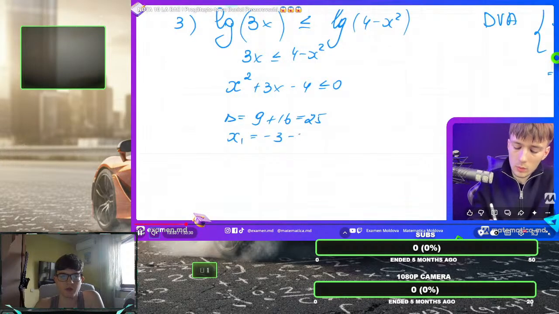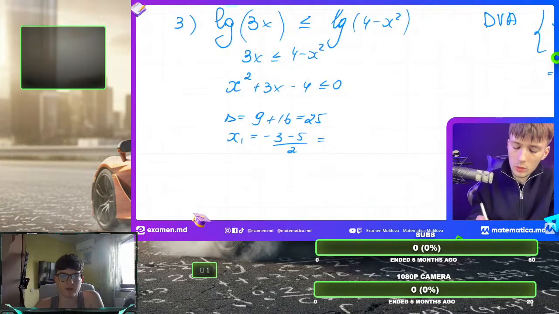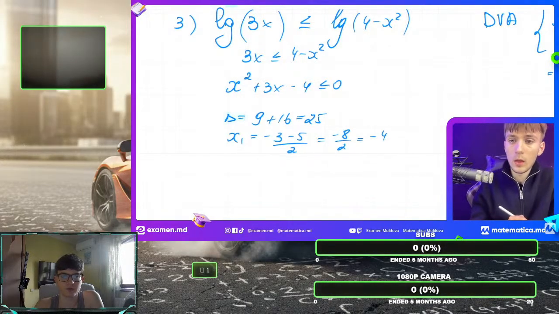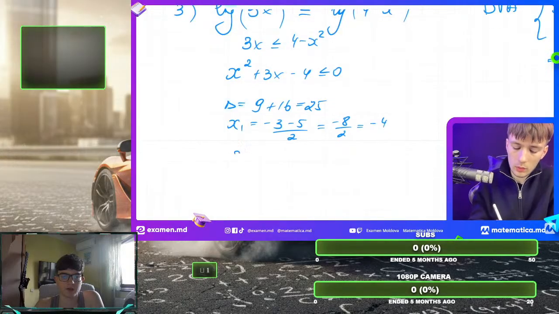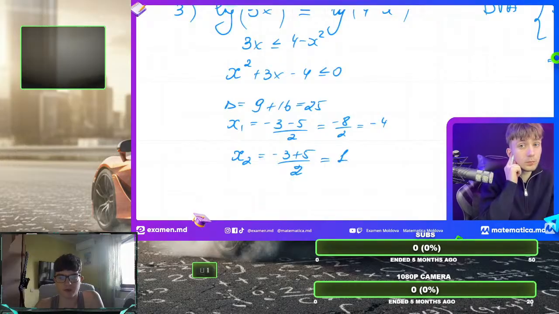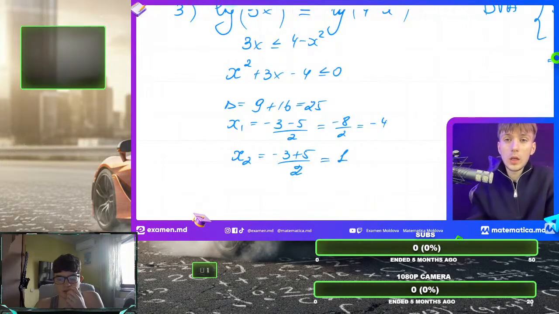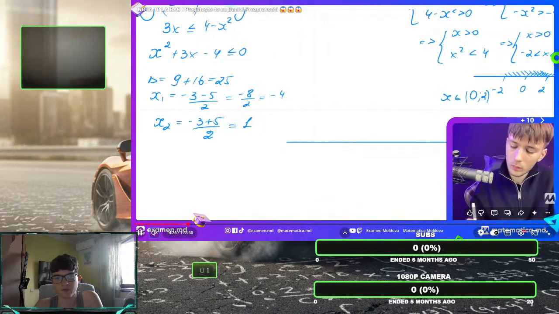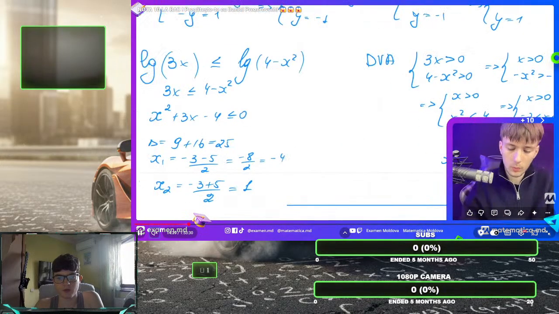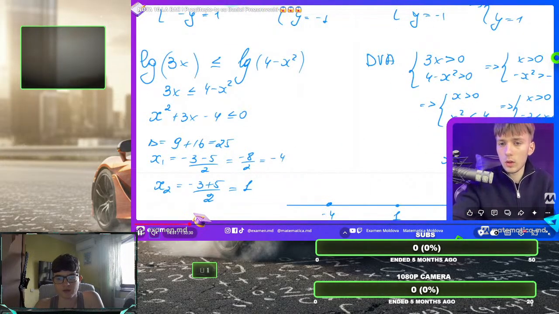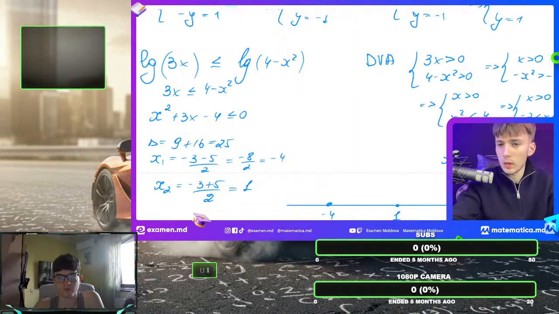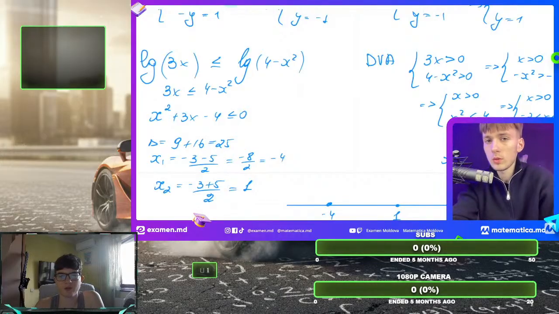So naturally we have 25 right here, and we have received -4. Now the second one will be just 1, as it is 2 divided by 2. So we have these values, now plug them in. First leave the -4 to the left, and then the 1 more to the right. And it's a colored dot because it's smaller or equal in the condition right there.